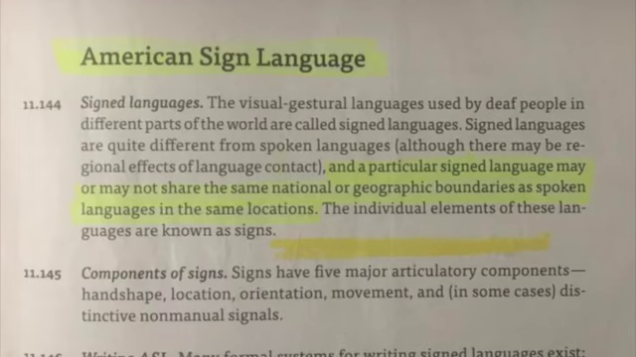Sign languages, the visual gestural languages used by deaf people in different parts of the world, are called sign languages. Sign languages are quite different from spoken languages, although there may be regional effects of language contact. Any particular signed language may or may not share the same national or geographical boundaries as spoken languages in the same locations. The individual elements of these languages are known as signs.